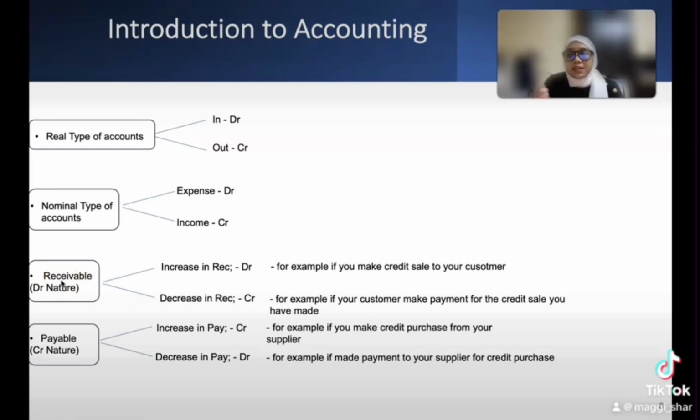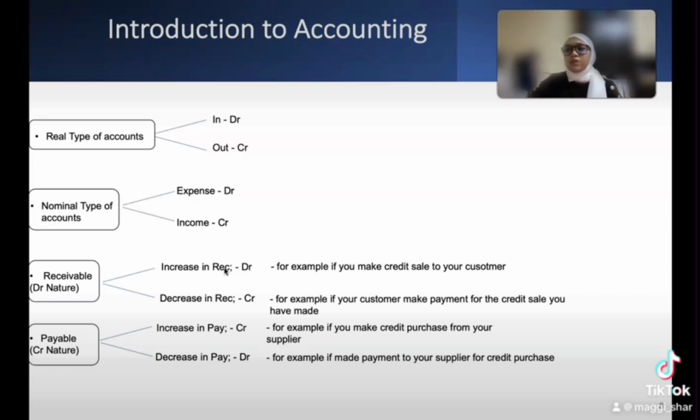We need to get something back from our customer. So that's what we call increase in receivable. Before it is zero. Now you are going to make a credit sale to your customer. Maybe you are going to sell a computer to your customer. Okay, you give your computer to your customer.